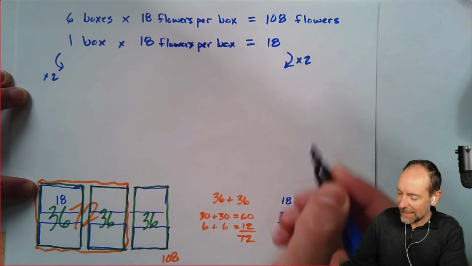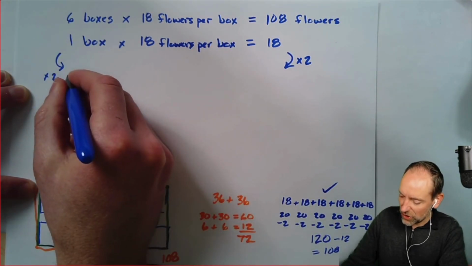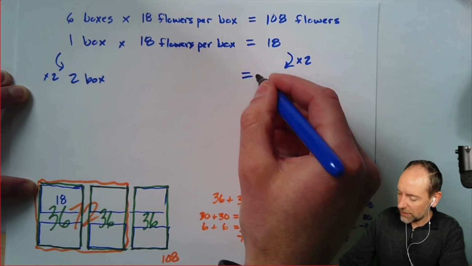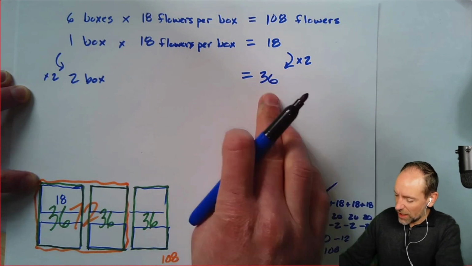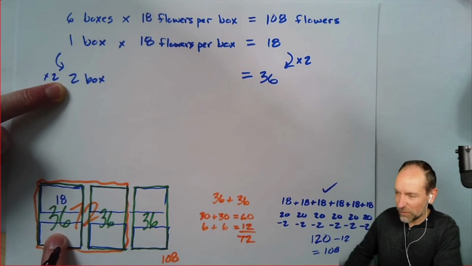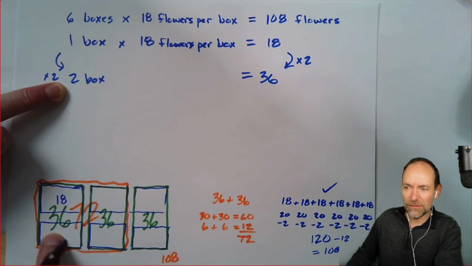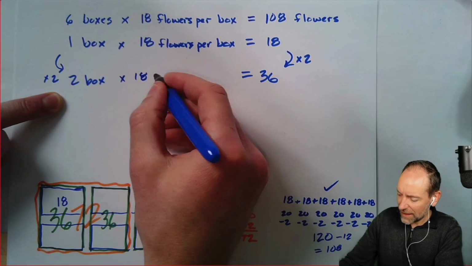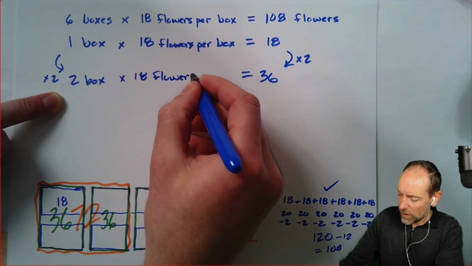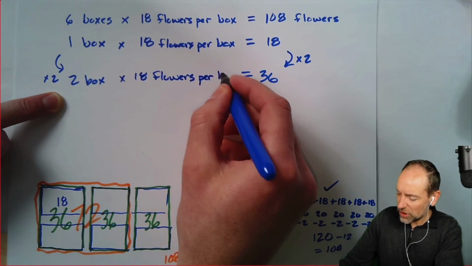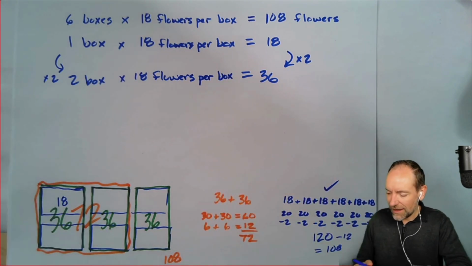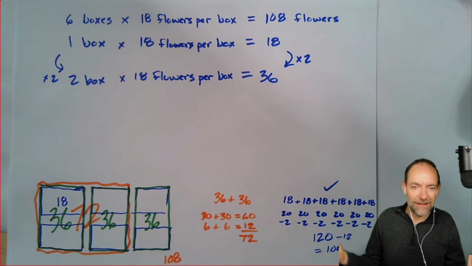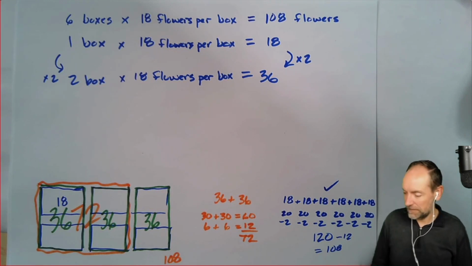And I can get there. Well, 1 box now turns into 2 boxes and 18 flowers turns into 36 flowers, which is consistent with what we're seeing here, right? When I doubled my 18, oh my gosh, there is so much interesting math that can be done here with multiplication, division, and the idea of a ratio, right? That's pretty cool. I really like that.